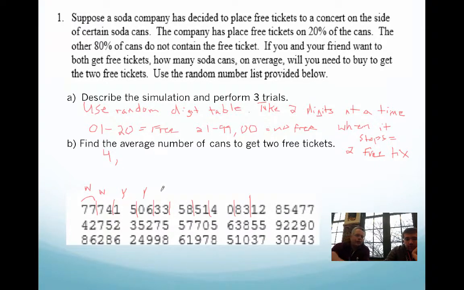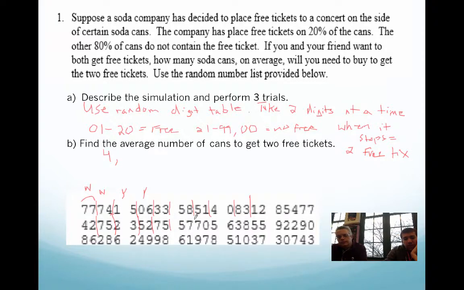So again, I would divide it out. Let's start on the second row. Technically, you can start anywhere. You can just jump into the table and start anywhere. All right. 42, that's a no. 75, no. 23, no. 52, no.